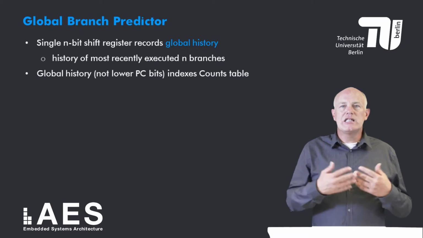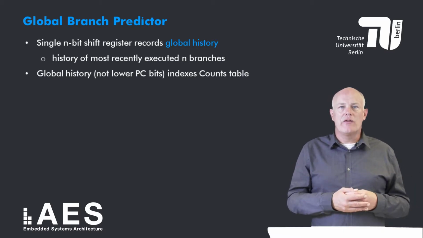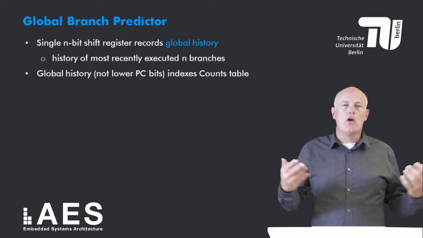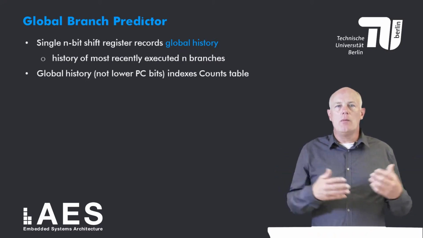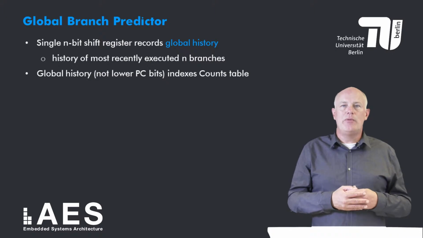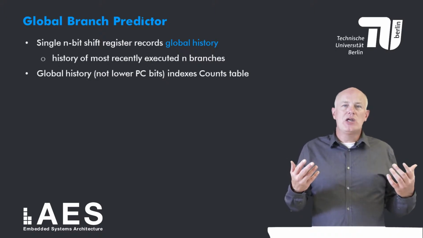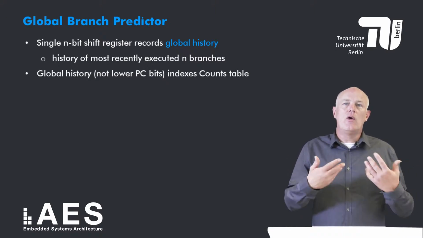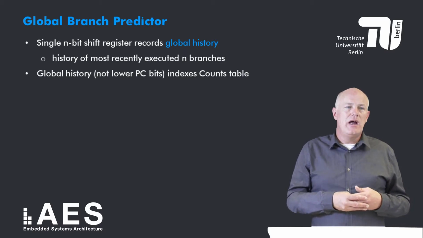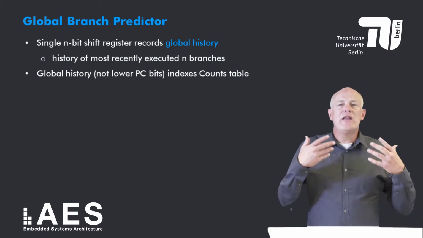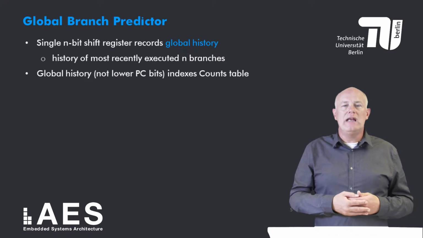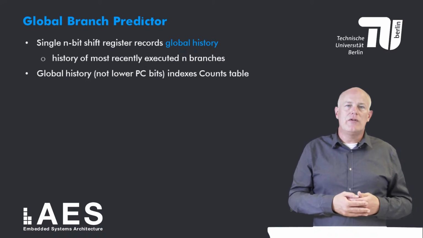On this slide I explain how the global branch predictor works. As said, there is a single n-bit shift register that records the global history. That is, the outcome of the n most recently executed branches. Those may be executions of the branch itself or executions of other branches. Then the global history, instead of some PC bits, is used to index the table of counters.